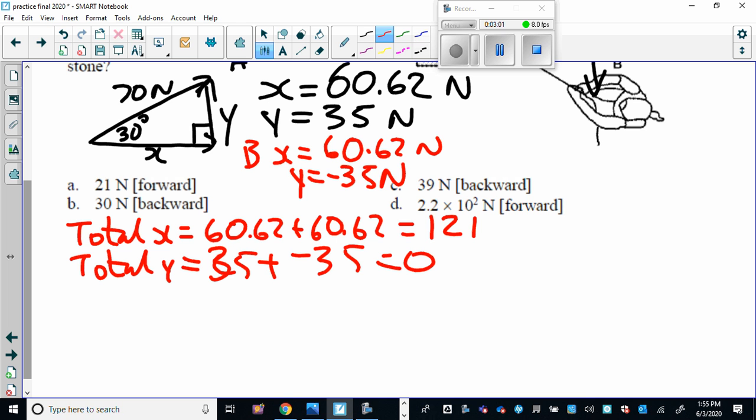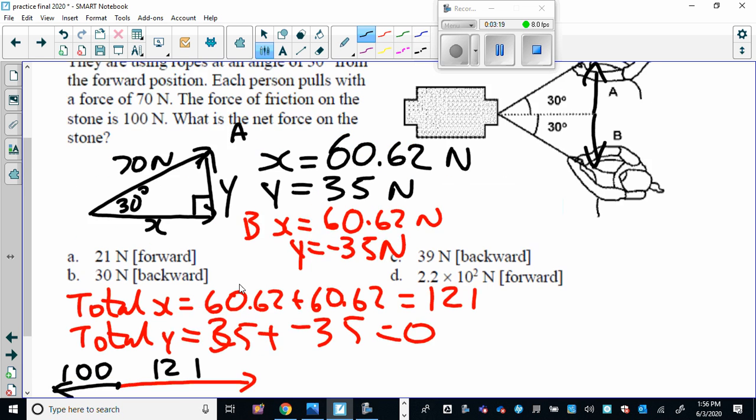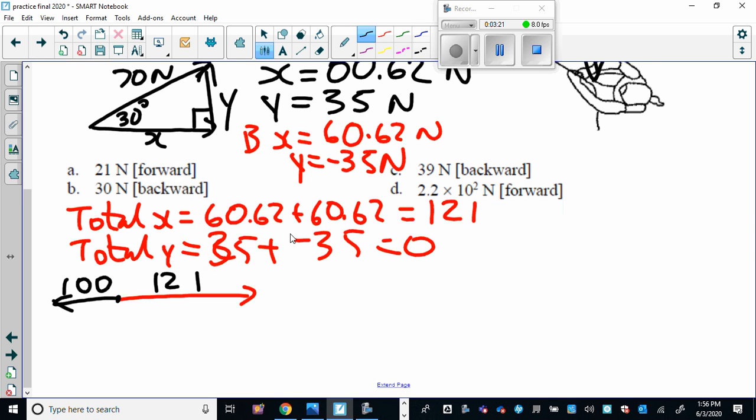And that's what makes this question easy, because the resultant vector is just straight horizontally that way, and then the friction force always opposes the motion. So this is 120, and this is 100. Then the net force, is that what it's asking? What is the net force on the stone? It's going to be A, 21 forward. Okay.